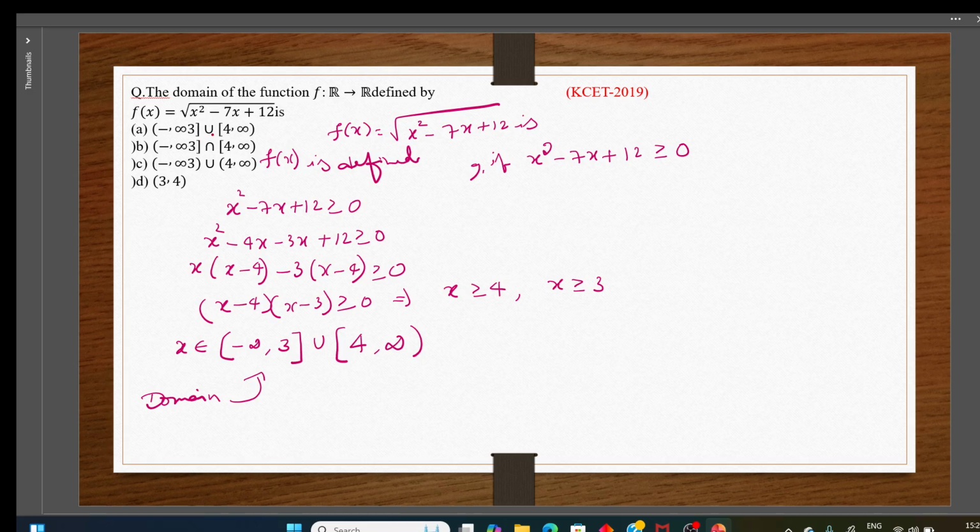Okay, once you check this all, so you get here union. So union means here first option is correct.